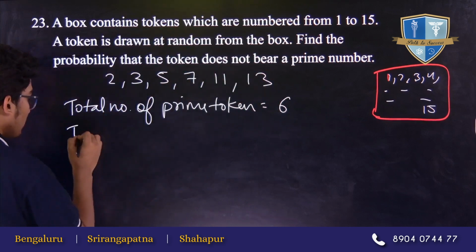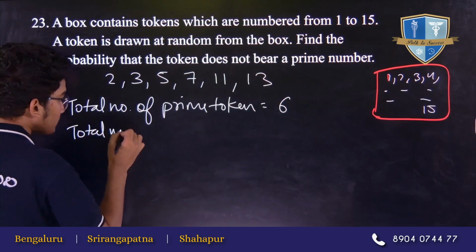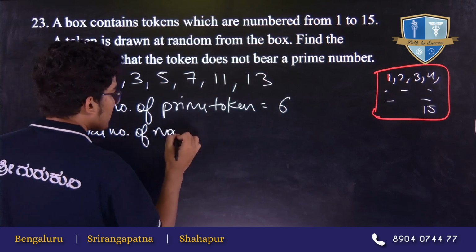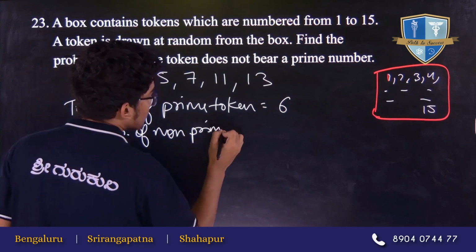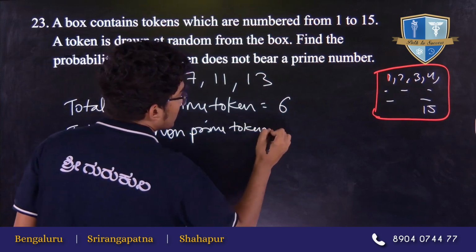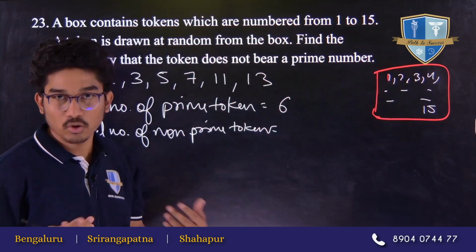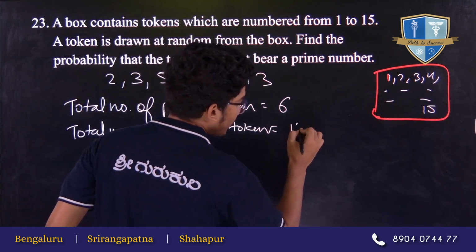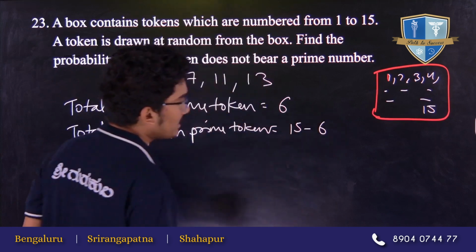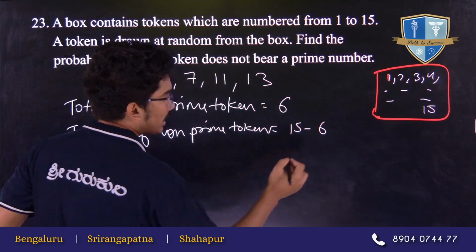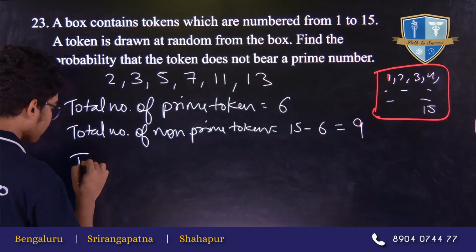Now total number of non-prime tokens. So it will be total number of tokens minus prime tokens. Those are non-prime tokens. So total number of tokens are 15, out of which I am subtracting 6 prime tokens. So now we are left with 9 tokens.